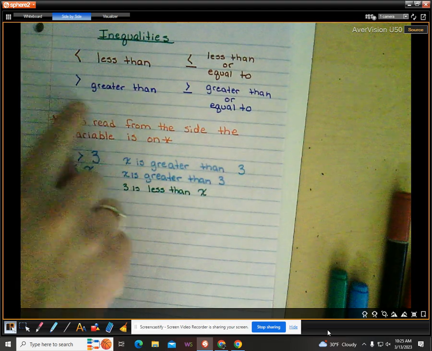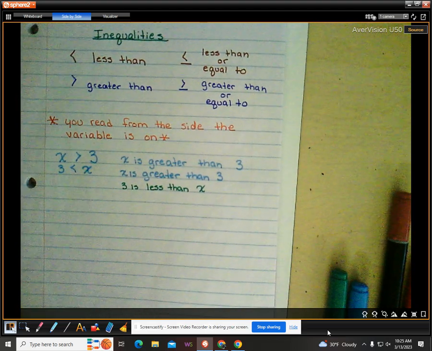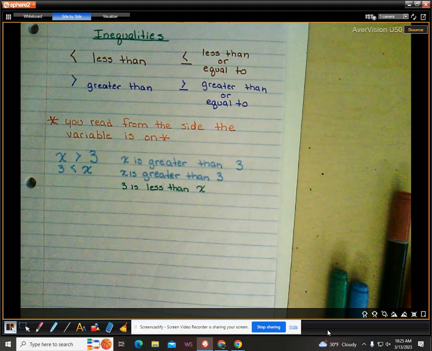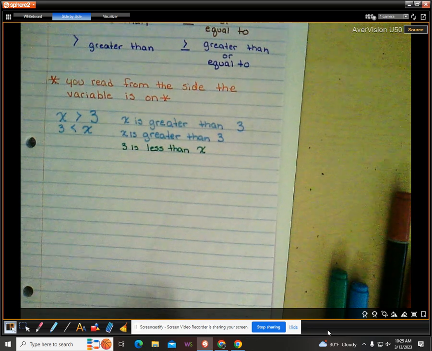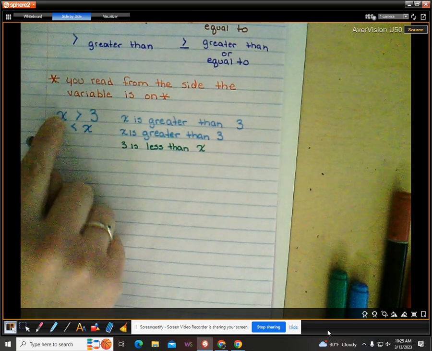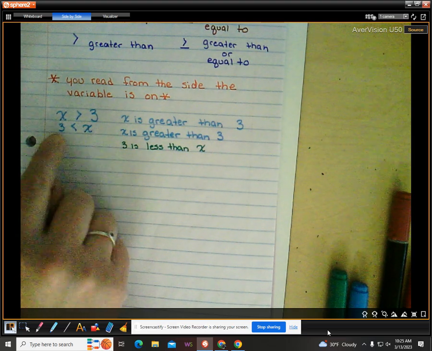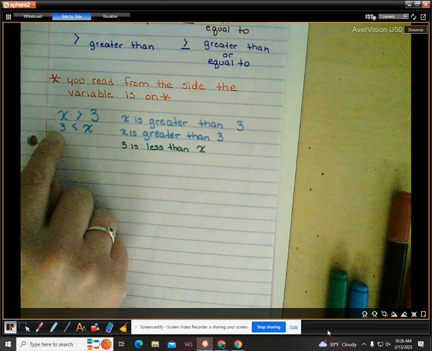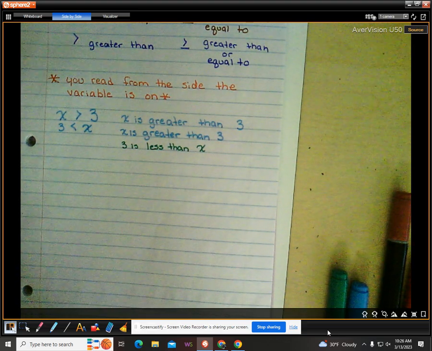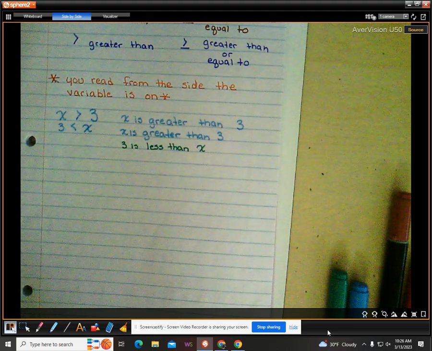That's why this sometimes can be confusing, and it kind of goes back to where your elementary teachers always said it opens towards the larger number. So here it's opening towards the x, so the x is bigger. The 3 is smaller. So I think that's why a lot of times they use those signs, or they explain it as it opens towards the larger number.